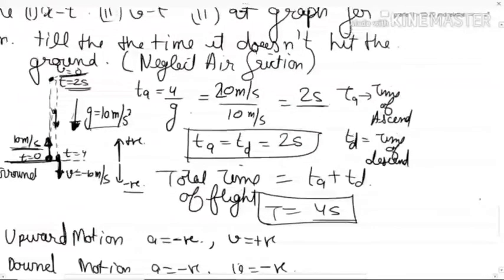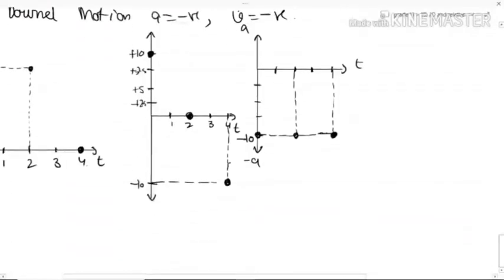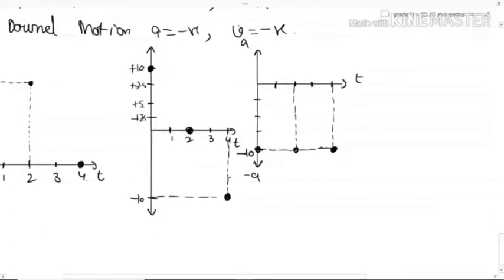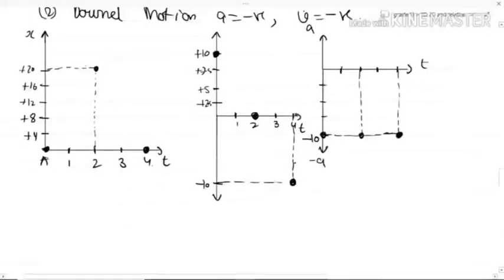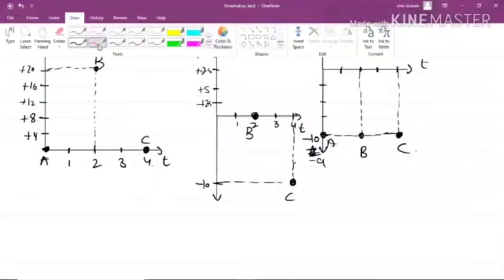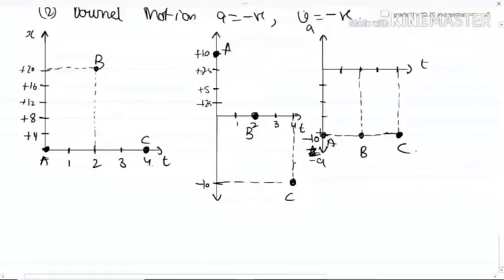Guys, can you see these 3 points A, B and C? A is when it was launched, B is when it reached the maximum height, and C is when it reached the ground again, when you hit the ground again. So can you see I have drawn all the 3 points over here, A, B, C. Can I join all these 3 points? So what is the acceleration time graph, guys? How is the acceleration time graph? The acceleration time graph looks like this, or I can join it like this.